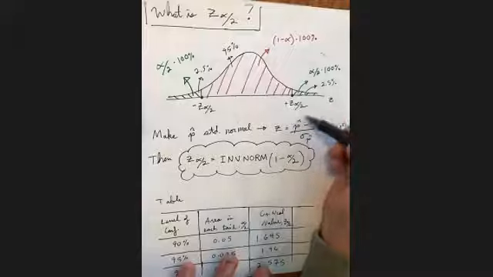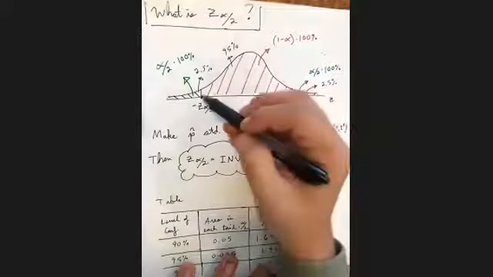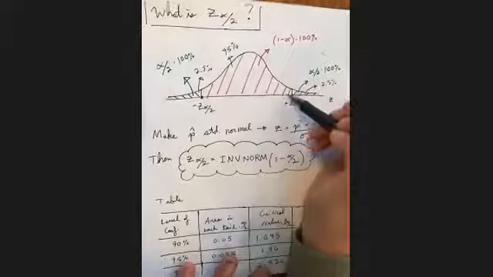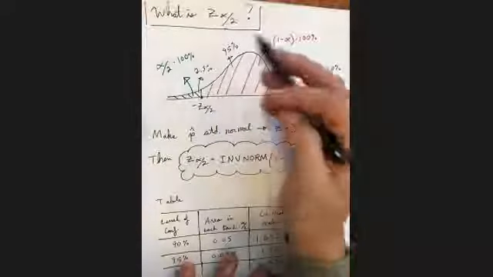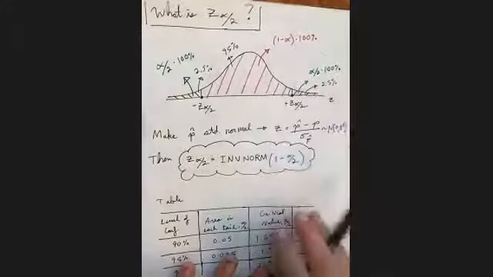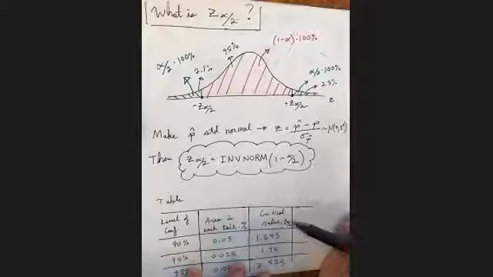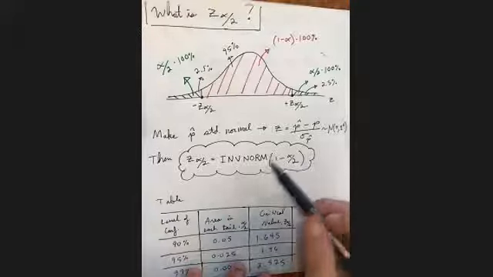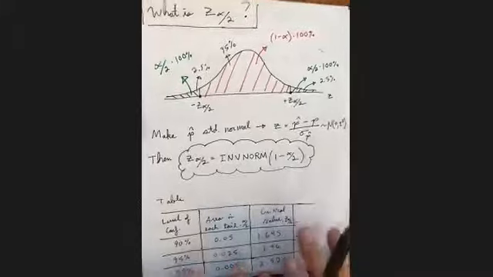So the Z alpha over 2 is that particular Z-score value that corresponds to the boundary between the middle area here, which goes with the confidence level, and the tails. So if you wanted to actually figure out for a certain confidence level what the Z alpha over 2 value is, you'd use your inverse norm function and put into the inverse norm function 1 minus alpha over 2.